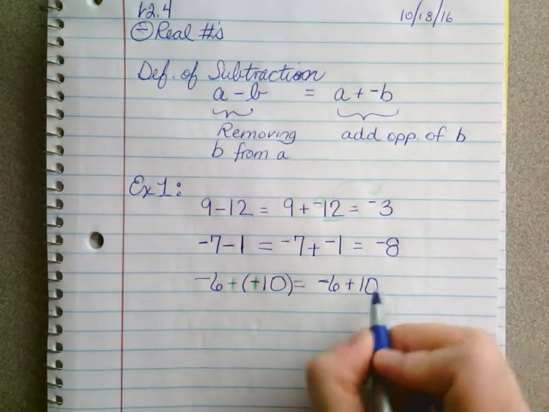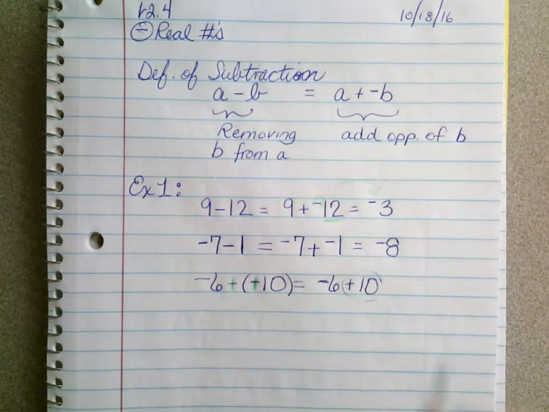Removing a negative has a positive impact. Thus, we end up with a 4. Positive 4 is the end result.